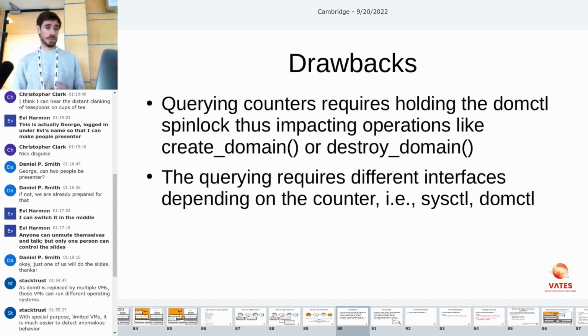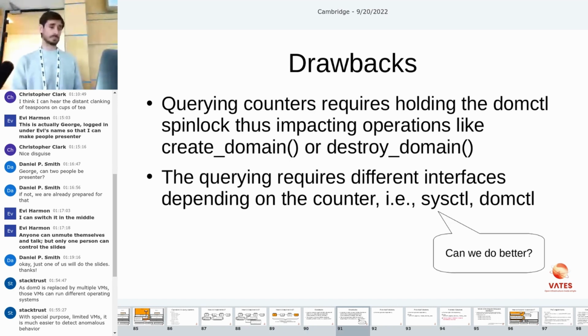So we observe two drawbacks here. First, querying counters requires holding the domctl spinlock, and this impacts other operations like create domain or destroy domain. Also, the query requires a different interface depending on the counter. What I'm trying to say is that the interface was not so homogeneous when we wanted to query counters. In particular, in the first case, we are issuing a hypercall for each VCPU in the system every 5 seconds, for example. And we thought that maybe we can do it better, for example by trying not to use the hypercall.